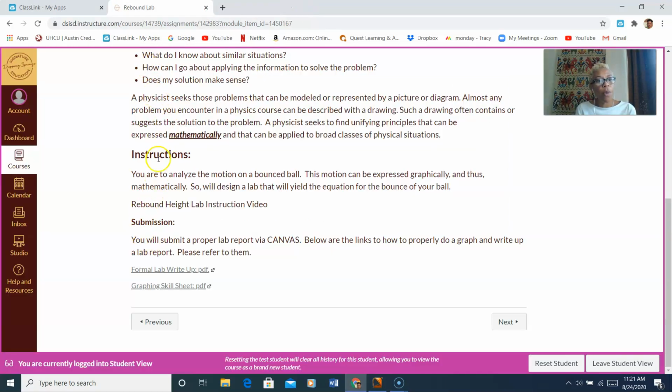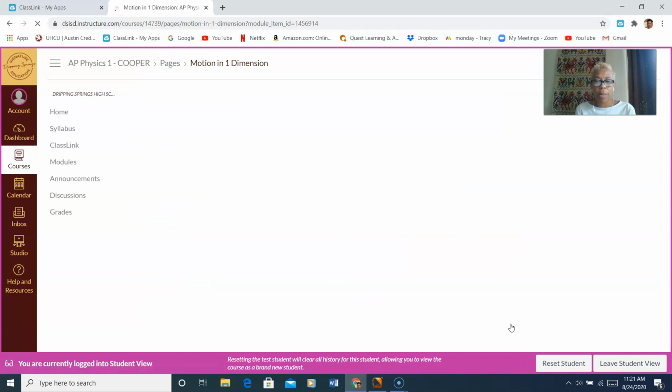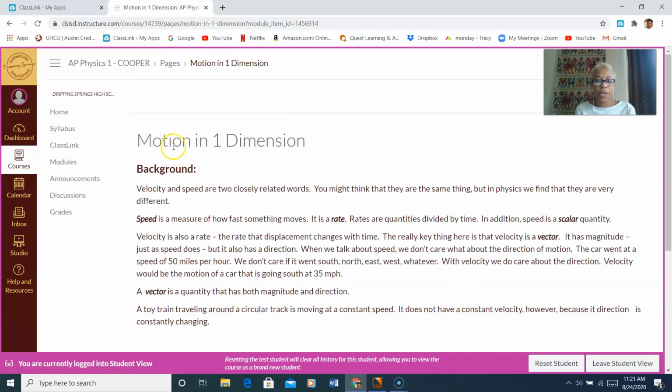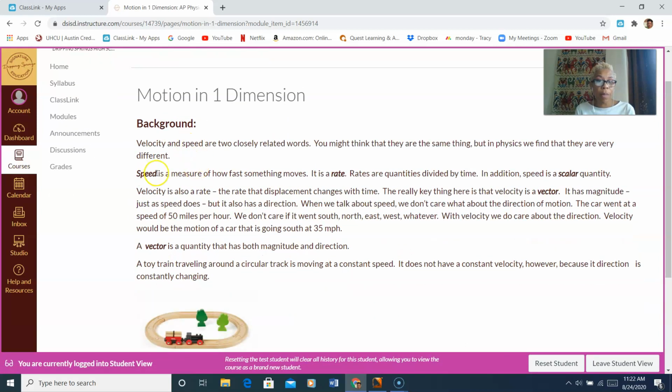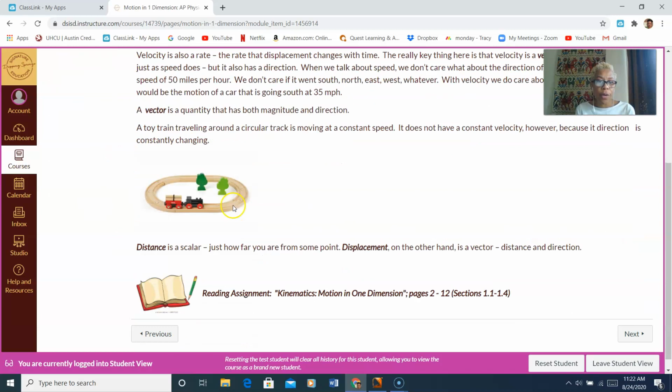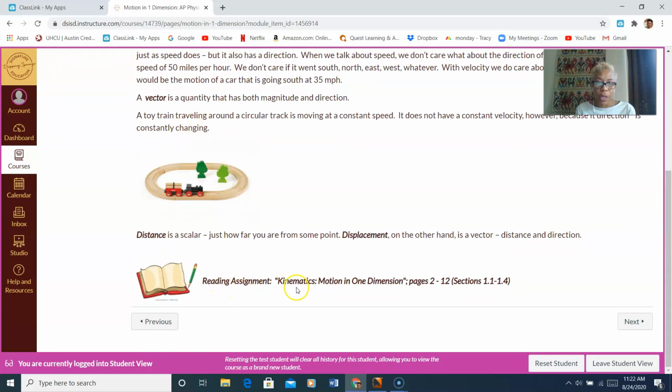At some point during either today or tomorrow, sometime this week, because we are going to continue on, if you get a chance, click that next button. We start the information on one-dimensional motion. This is a little basic background. By all means, this is not everything you need to know. It's just the highlights. Everything you need to know is in this reading assignment right here.